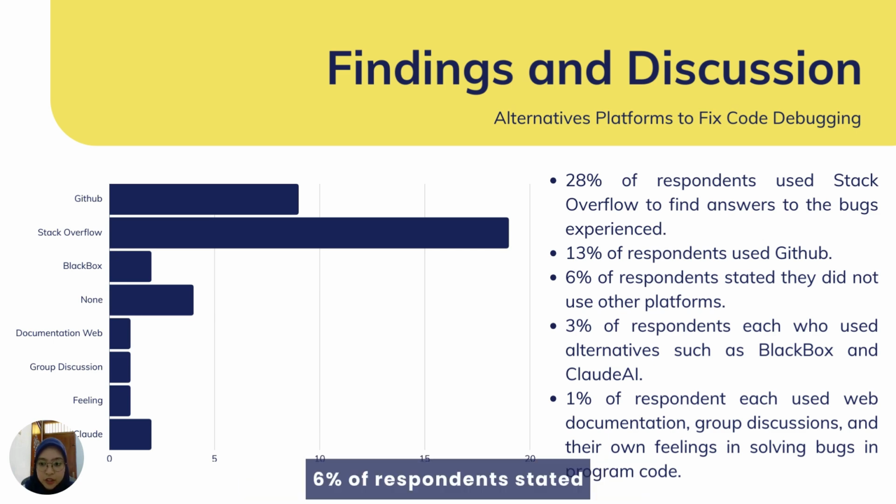6% of respondents state that they didn't use any other platform, which means they only use ChatGPT for debugging code. 3% of respondents each use another AI, such as Blackbox and Cloud AI, and another 1% of respondents each use web documentation, group discussion, or their own feelings.